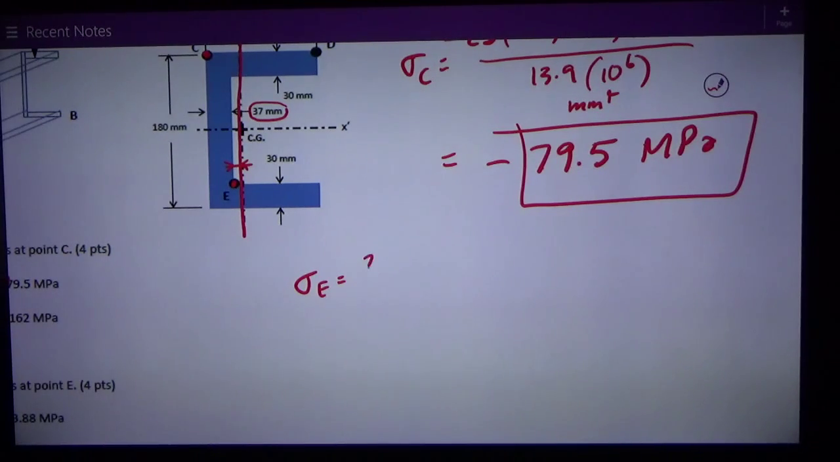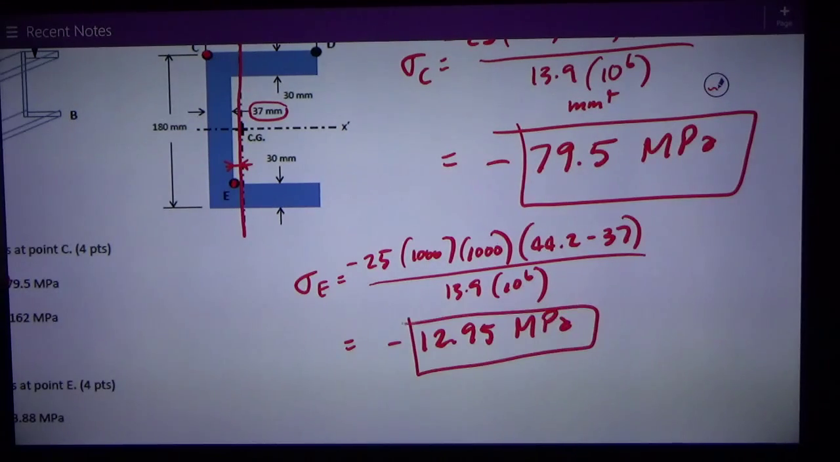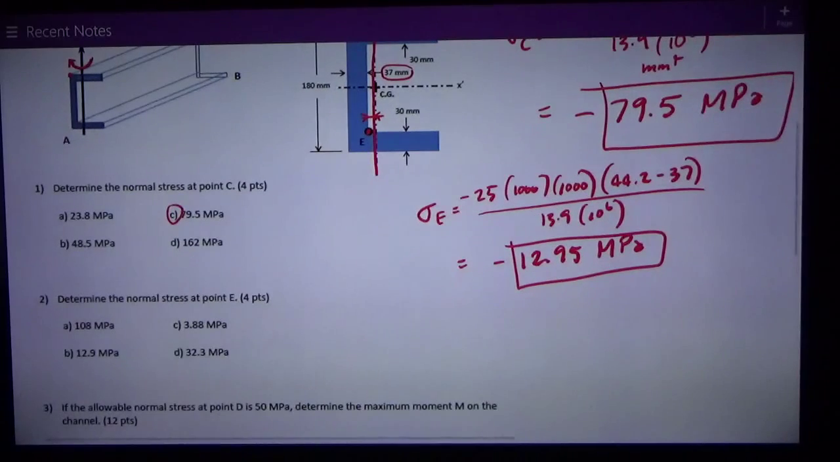So sigma at E, very similar. I still have 25, and I still got compression on that side. 25,000 for units. My y distance, or that distance from the neutral axis, is 44.2 minus 37, that little distance, same I, 13.9 times 10 to the 6th. And for this one I get negative 12.95 megapascals. And that is answer B.